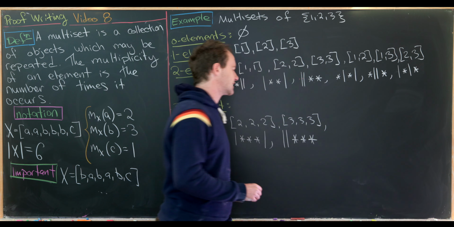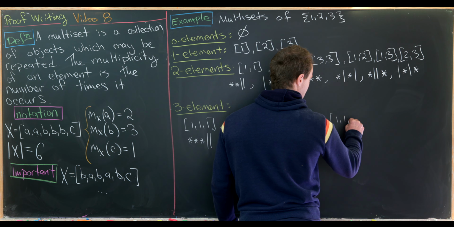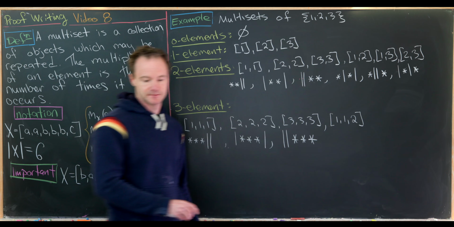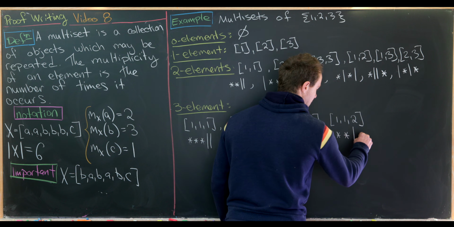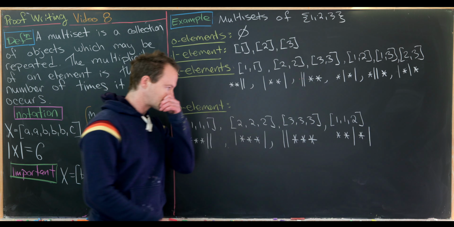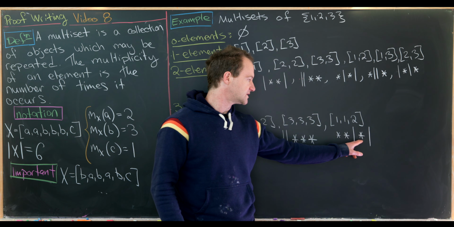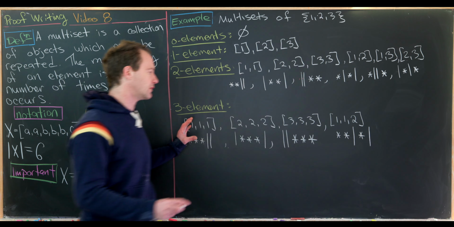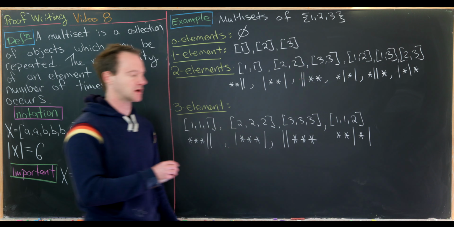Okay, so let's get a little bit more interesting. Let's look at the multiset 1, 1, 2. That's definitely a 3-element multiset. That would be star, star, bar, star, bar. Again, we're counting 2 1s, 1 2, and 0 3s. Okay, so let's do a couple more. We won't totally enumerate these, but we will do enough to get an idea for what's going on.